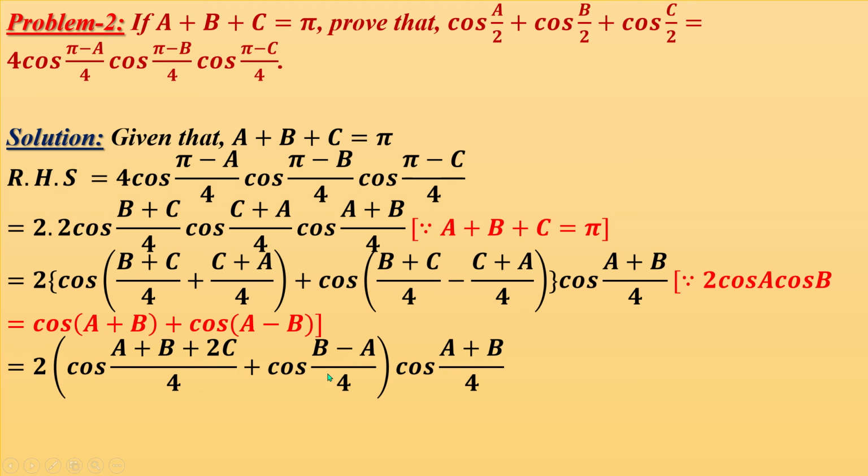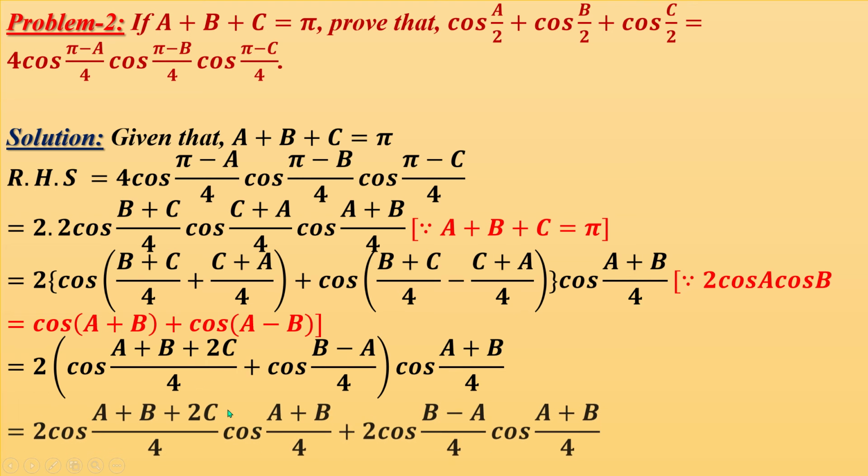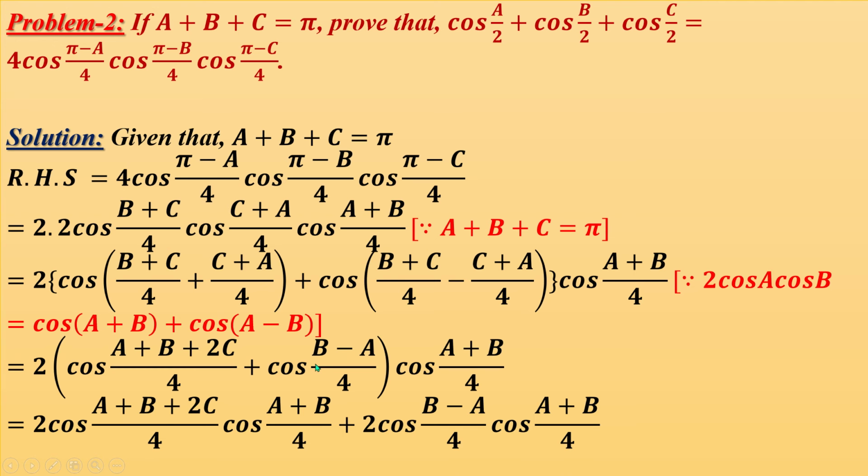And here cos c plus cos d, we can write 2 cos((c plus d)/2)... Sorry, at first we have to multiply this by this. As a result, we will get 2 into cos((a plus b plus 2c)/4) into cos((a plus b)/4) plus 2 into cos((b minus a)/4) cos((a plus b)/4).